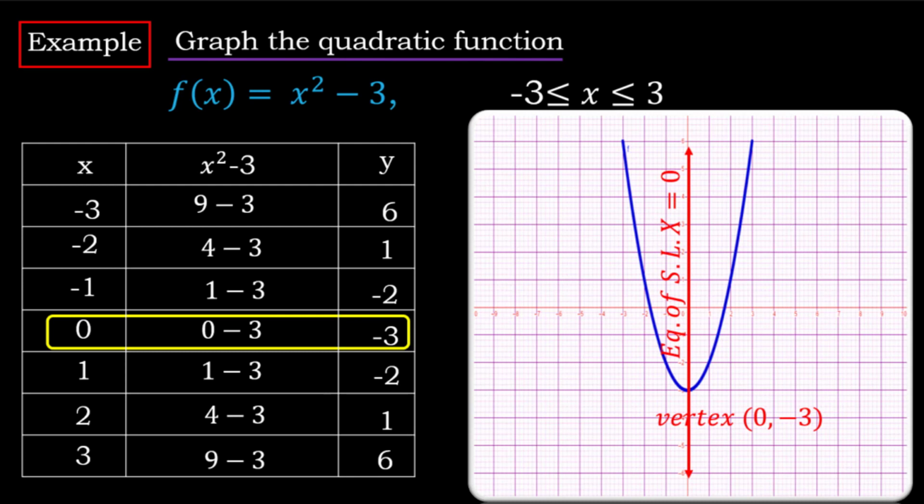This line is called what? It's called the y-axis. Okay, and x equals 0 is the equation of the y-axis, and the parabola has a minimum value at y equals -3.